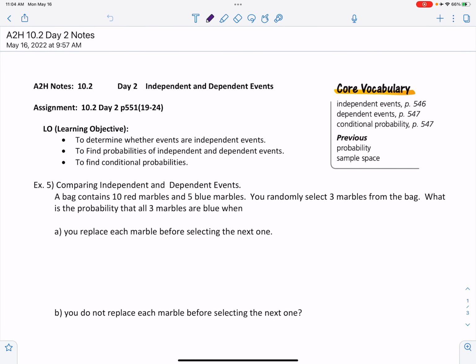Algebra 2 Honors 10.2 Day 2 Notes. Still looking at independent and dependent events.